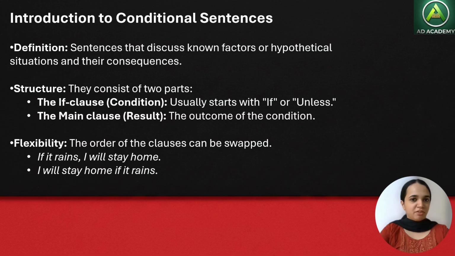There, can you identify the change that happened? You don't need to use the comma in between the sentences. So the structure is like this. They consist of two parts. One is the if clause, the condition, which usually starts with if or unless. We all have dreams, so we will be saying something like, if I had money, I would buy something. And there will be a main clause as the result, the outcome of the condition: I will buy a new car, I'll buy a new home.